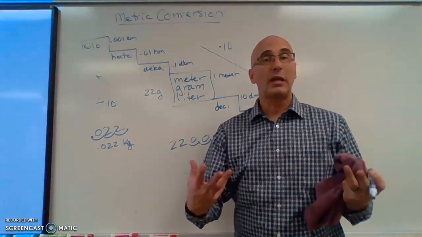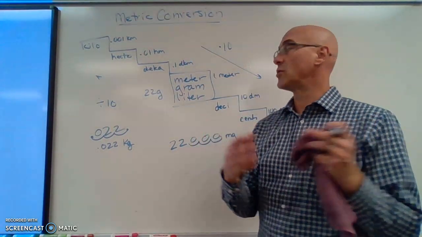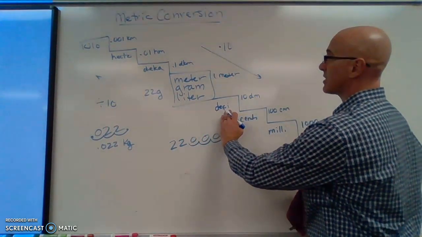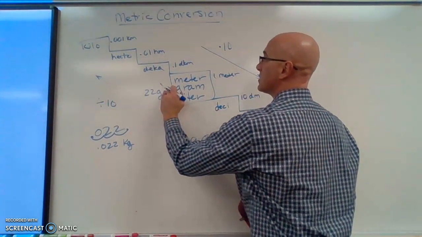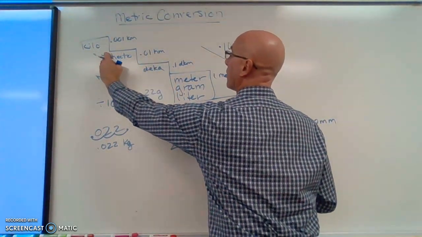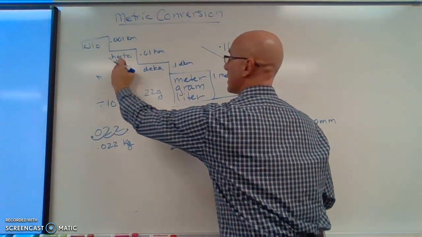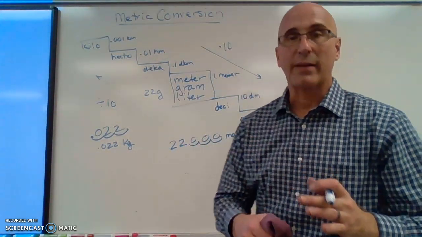You can do that with any metric units. You just have to know where you're starting. If you're starting here at decigrams and need to go to hectograms, you're going to go 10, 100, 1,000 to go from deci to hecto. We will be practicing this a lot.